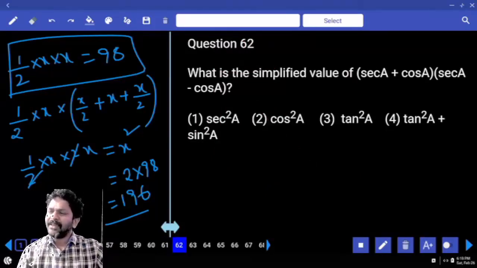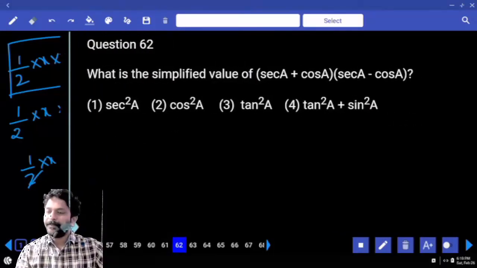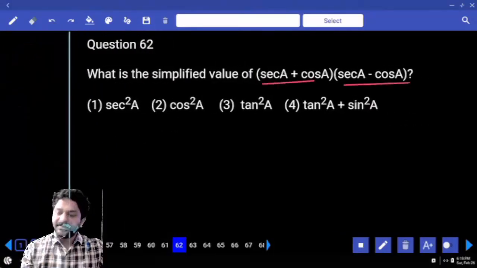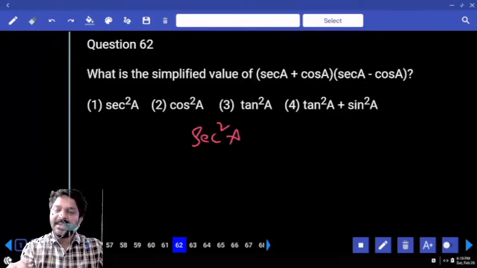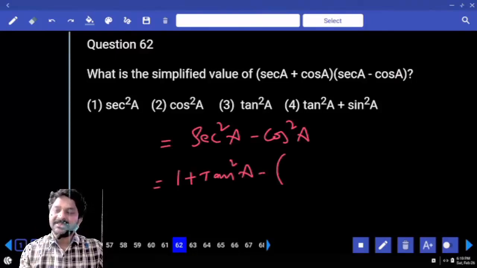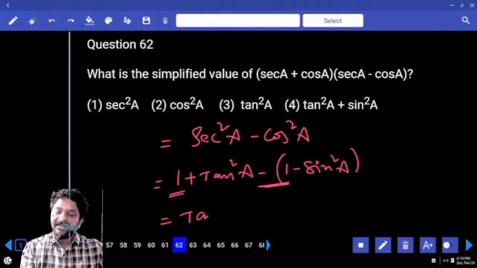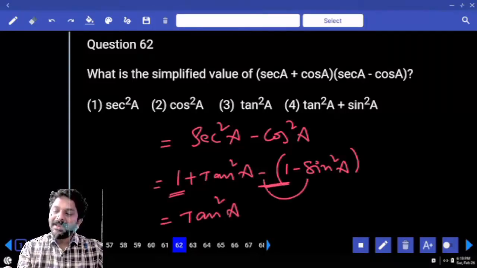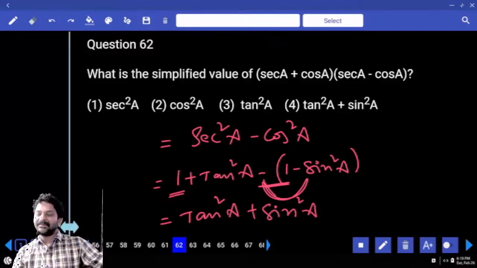Simplified value of a plus b into a minus b. How much is that? A square minus b square. That is secant square a minus cos square a. Secant square a we can write as 1 plus tan square a, minus cos square a we can write as 1 minus sin square a. Plus 1 minus 1 gets cancelled. We are left with tan square a minus of minus plus sin square a. Tan square a plus sin square a, fourth option.